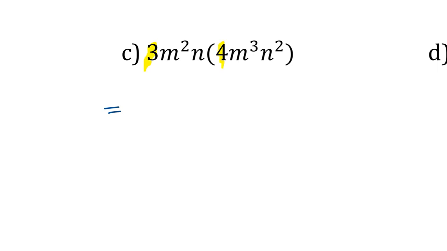Do the numbers. Do the m's. And then do the n's, right? Matching parts. So 3 times 4, 12. m squared times m cubed is m to the what? 5. 2 plus 3 is 5. And then n to the 1, again, that's got a 1, times n squared. n to the 3. 1 plus 2 is 3. Good. Why do we care about this?